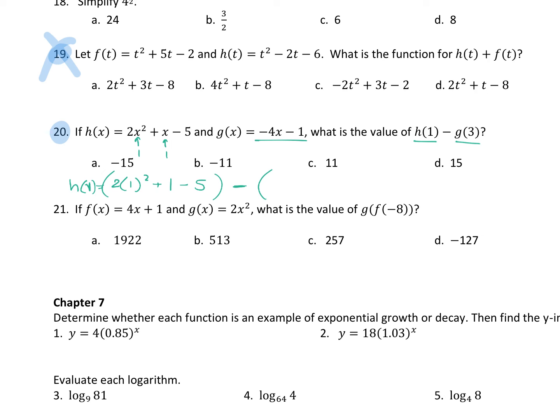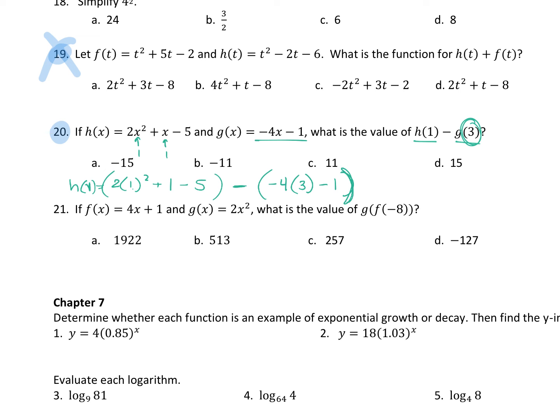And if you want to think of this separately, like find h of 1, find g of 3, and then subtract them. Maybe that's a little bit easier for you to think about. That's fine. I'm going to show you this way, but then I'll show you what they simplify to. So -4 times 3 for our g minus 1. Okay. So let's just simplify. 2 times 1 squared. So is that 2 squared? Or is that 1 squared times 2?